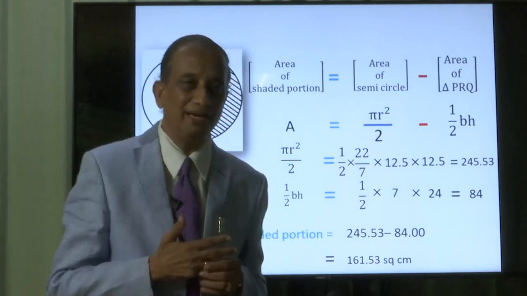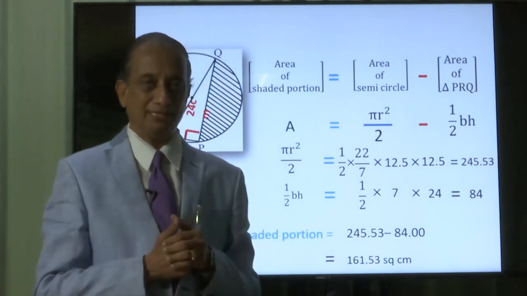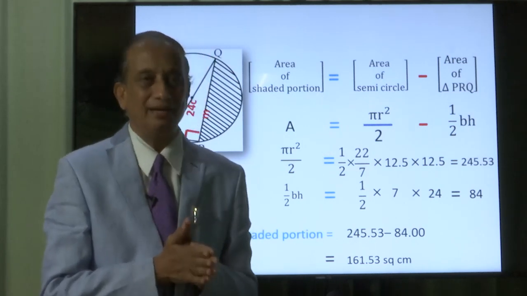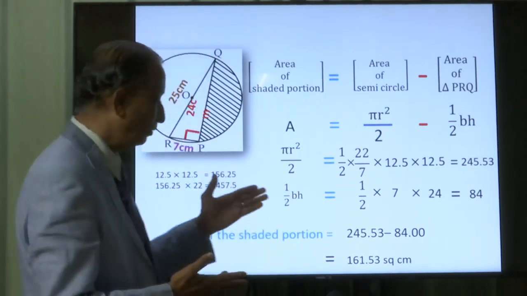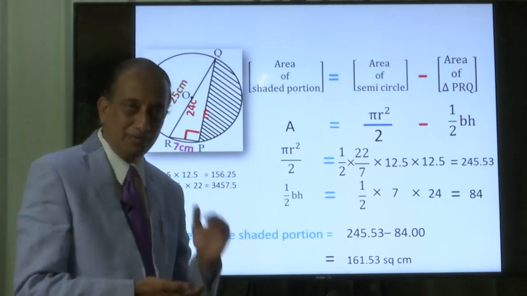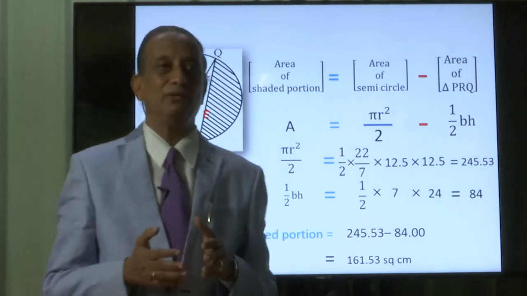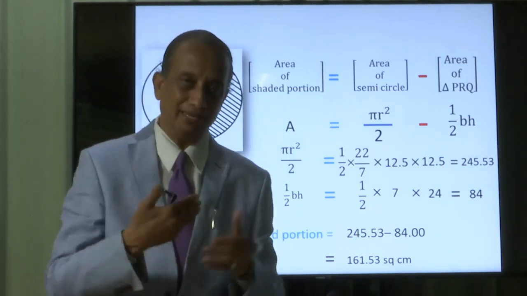So, children, we have understood another important chapter. We have briefly revised a very, very important chapter, very small chapter indeed, chapter number 5, area related to circles, and there are good number of problems there. Please try to work out all the problems so that you can do very well in the coming examination.